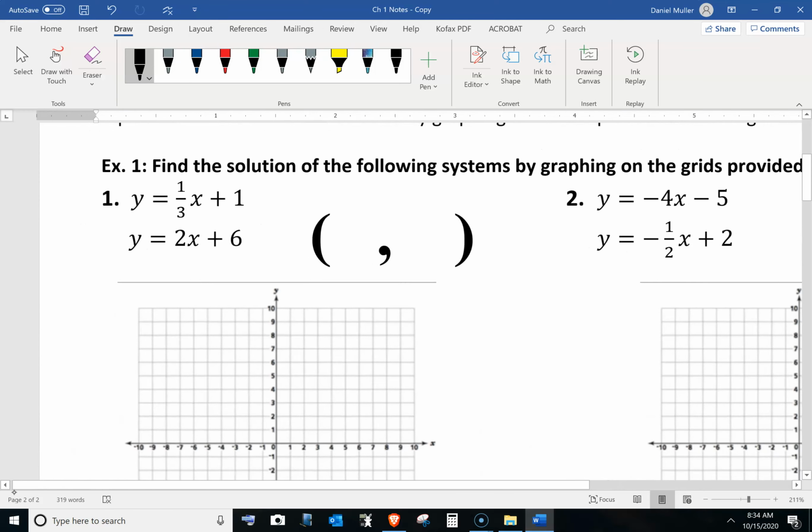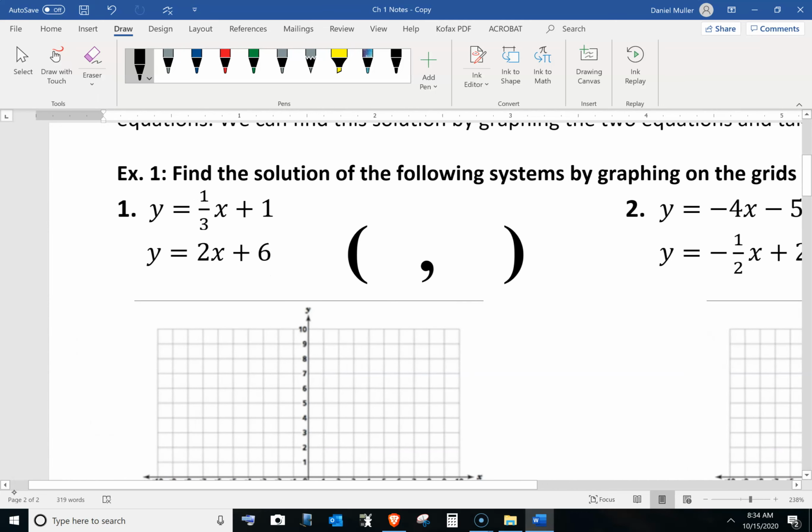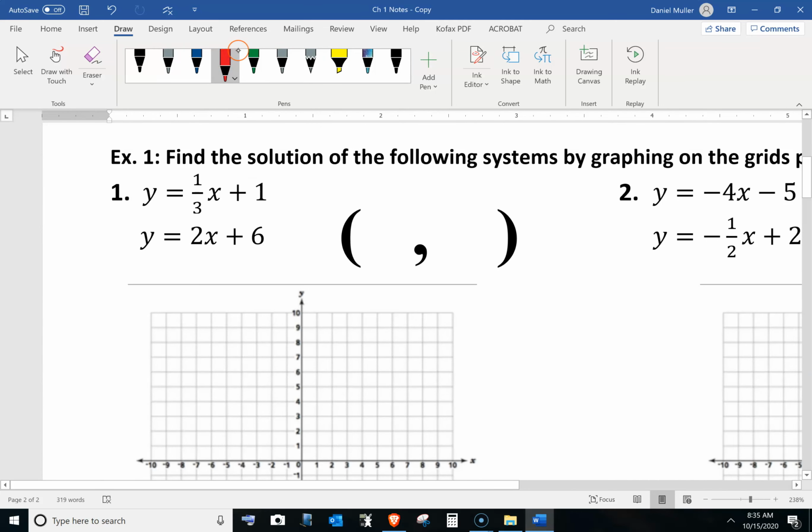So here we go. Let's try this. Find the solution of the following systems by graphing on the grids provided. So let's do the top one here. Your slope, my m, is going to be 1 over 3. Now remember that it's a rise and a run, rise over run, and it's positive, so we're heading up. And it's a positive 3, so we're going to the right. They're both positive, and when they're positive, that means we go up, and that means we go right. Negative will mean going down, or it could mean going left, depending on where the negative sign is.